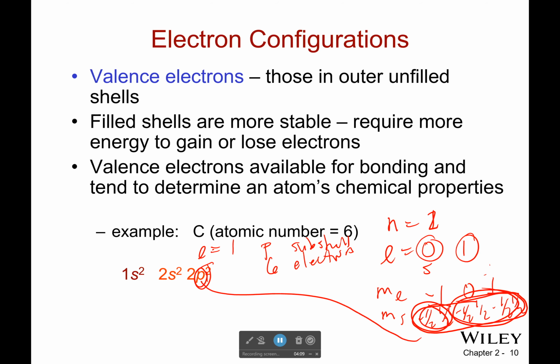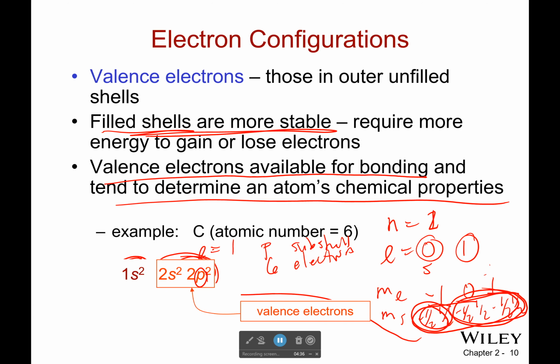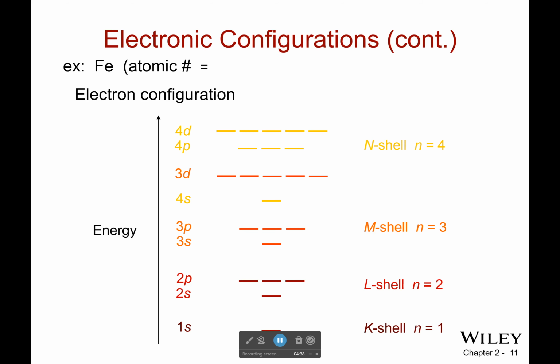Now, these electrons right here, these are my valence electrons. They're in their outer unfilled shells, okay? The filled shells are much more stable. These aren't going to do anything. This one, it's like it doesn't even exist. Nothing can see it because there's so many other electrons outside of it. The valence electrons, though, are available for bonding, and they tend to determine an atom's chemical properties. Those are the valence electrons.